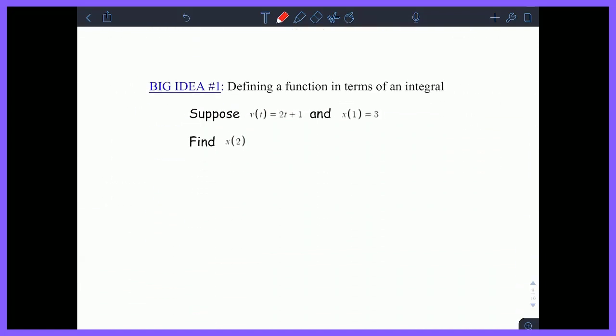Okay, big idea time. Defining a function in terms of an integral is a huge idea in our course, and it's not really in our textbook, so this is a big one. Make sure you hone in and pay attention to this concept.